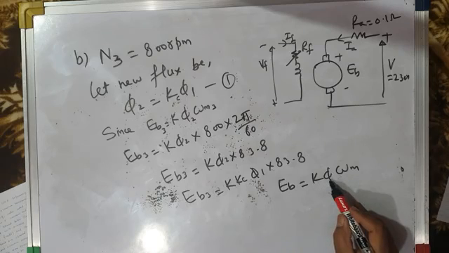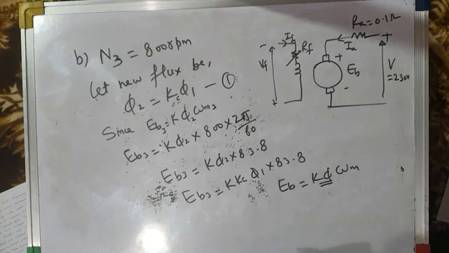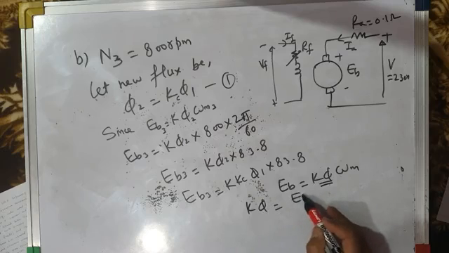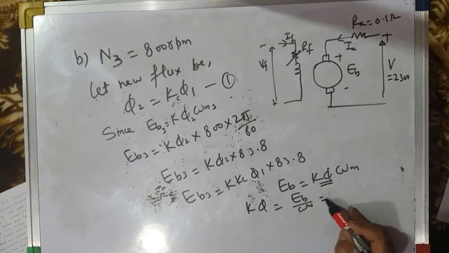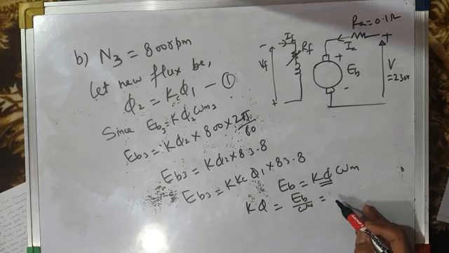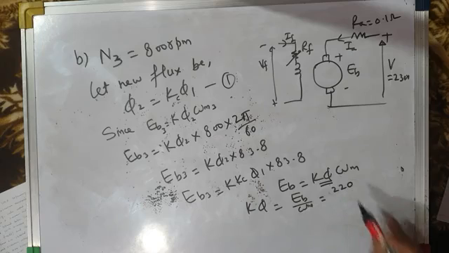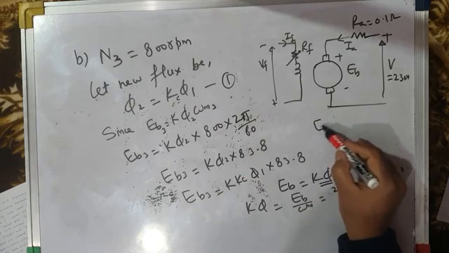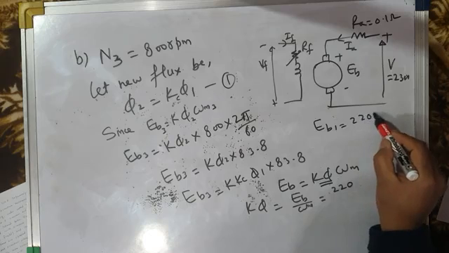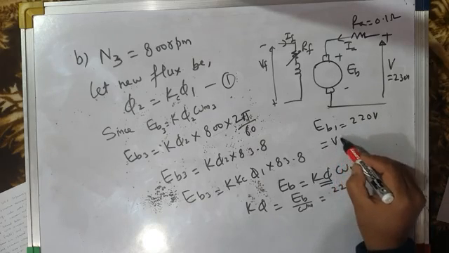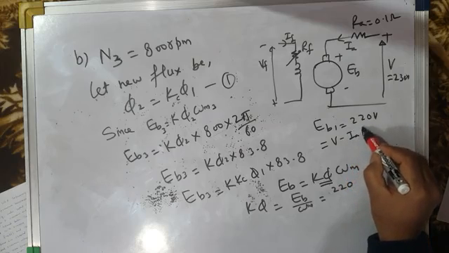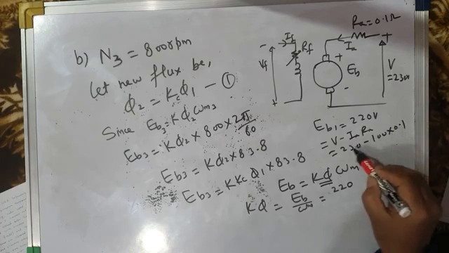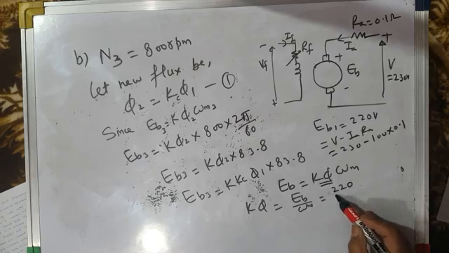It is K phi omega m, and we will try to find out this K phi. We will try to find out this K phi. So what is this K phi? It is EB by omega m. Okay, so EB is 220 volts, because applied voltage is 230 volts. Just few moments back in part A, we have found EB1. EB1 is 220 volts. EB1 is basically V minus IA RA. V is 230 volts minus IA is 100 into RA is 0.1. So 230 minus 10 is 220 volts by omega m.